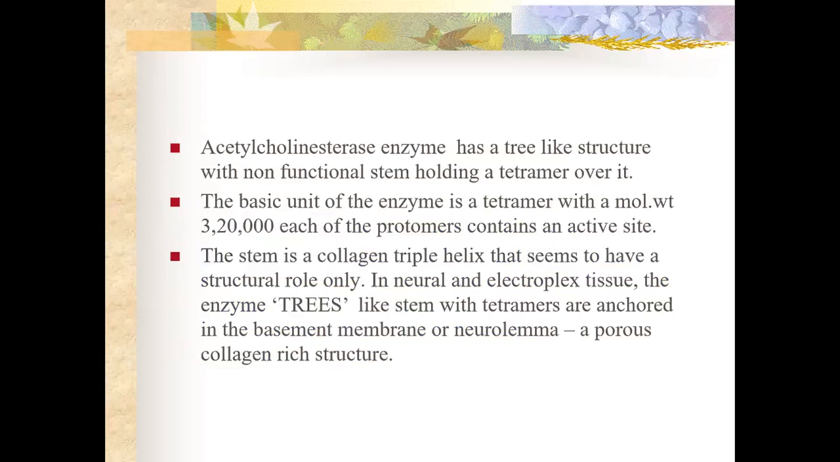Now, the acetylcholinesterase enzyme has a tree-like structure with a non-functional stem holding a tetramer over it. The basic unit of the enzyme is a tetramer with a molecular weight of 3.2 lakh, and each of the protomers contains an active site. The stem is a collagen triple helix that seems to have a structural role only. In neural and electroplax tissue, the enzyme's tree-like stem with tetramers is anchored in the basement membrane and the neurolemma, a porous collagen-rich structure.